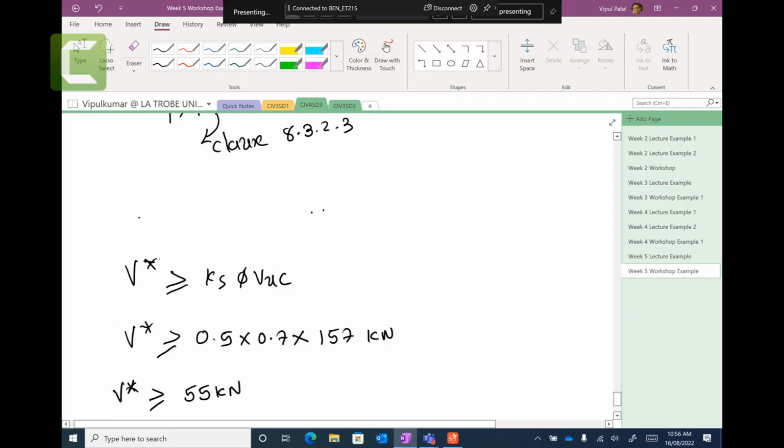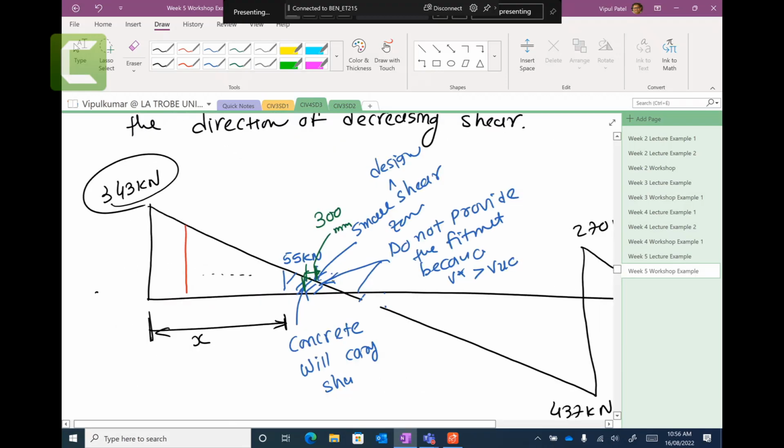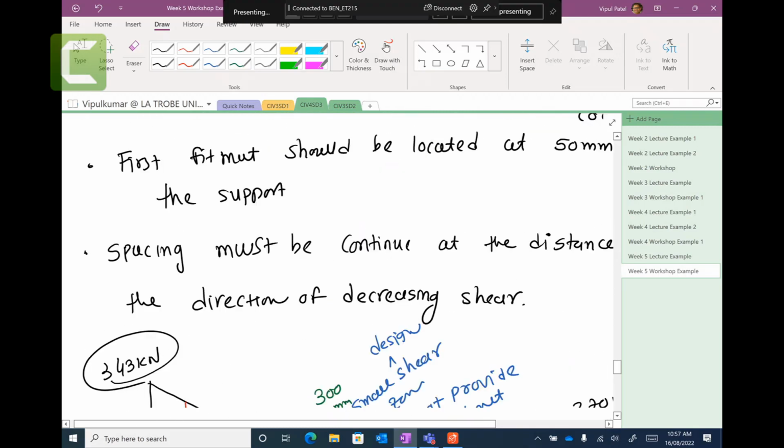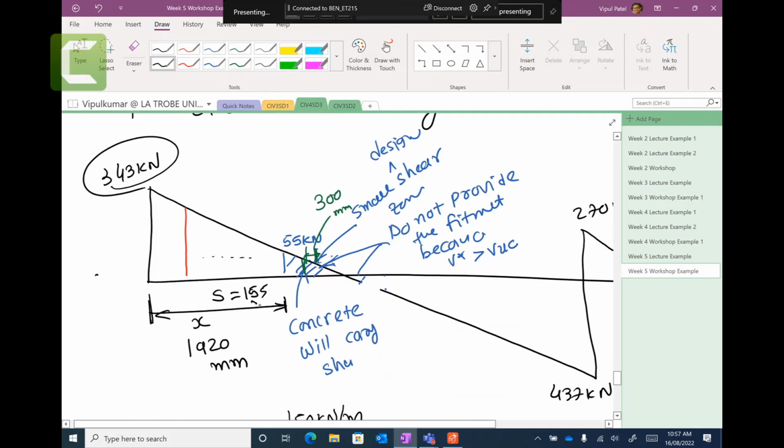So it says that in this region, from this end to this end, you need to provide 1920 millimeters of your fitments, and the spacing would be 150. How much spacing did we get? 155 millimeters. So you need to provide the spacing of 155 millimeters in that zone.